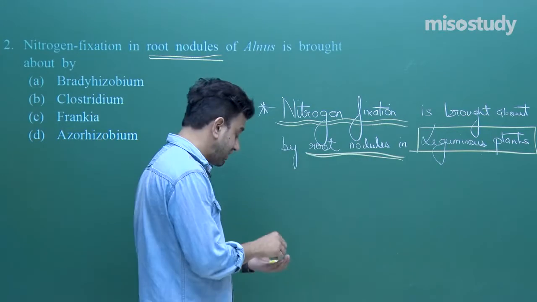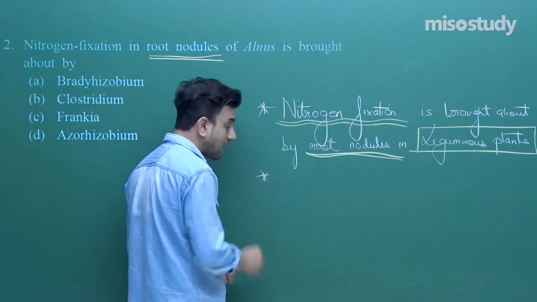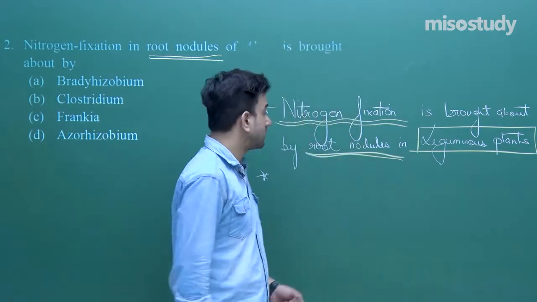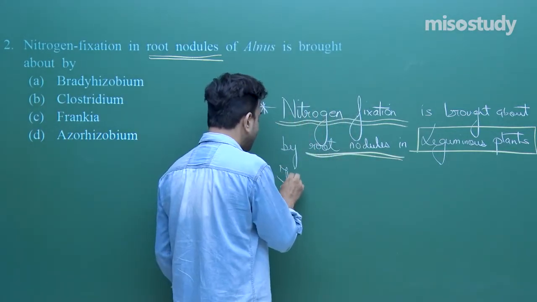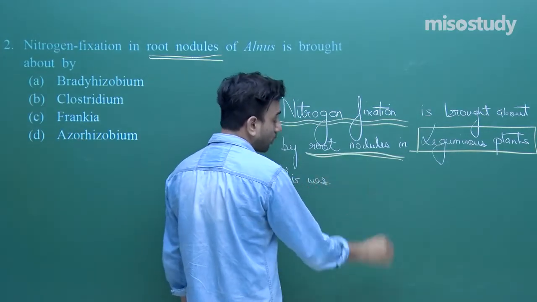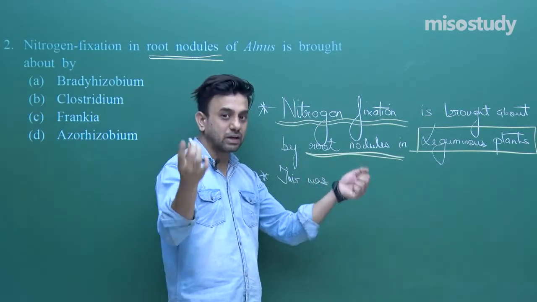Okay, nitrogen fixation is brought about by root nodules in leguminous plants. It is also seen in some non-leguminous plants like Alnus species. This is very important. This was just to wake you up in case you were sleeping, and in case you are already awake, then I get alert.